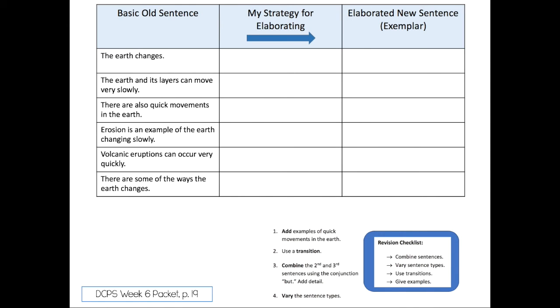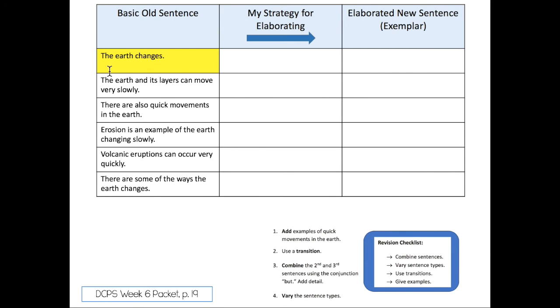But you all are creative and amazing writers, and I'm certain that you can think of even stronger sentences than the exemplar sentences here. So I challenge you to push yourself to use these strategies, but still maintain your unique voice as a writer. Okay, let's get started.